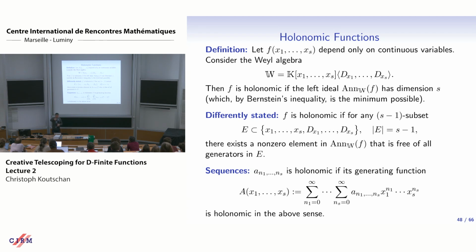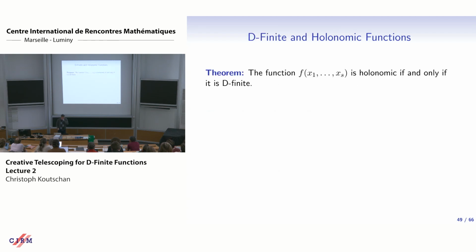So this is the differential case. The sequences case is done via the generating function. So if you want to know whether a sequence is holonomic, well, you take the multivariate generating function and then you try to fit it into this definition. Okay, so it looks kind of similar. Now, what is the relationship between D-finite and holonomic?